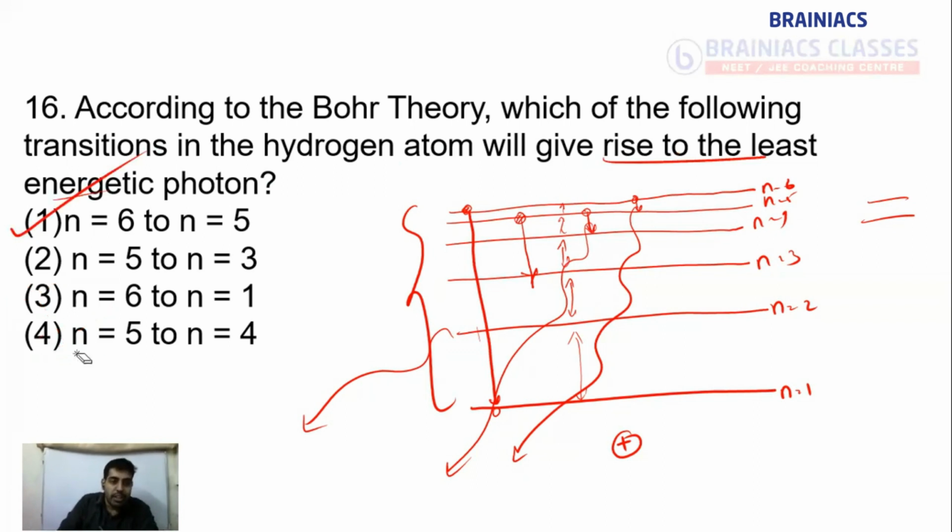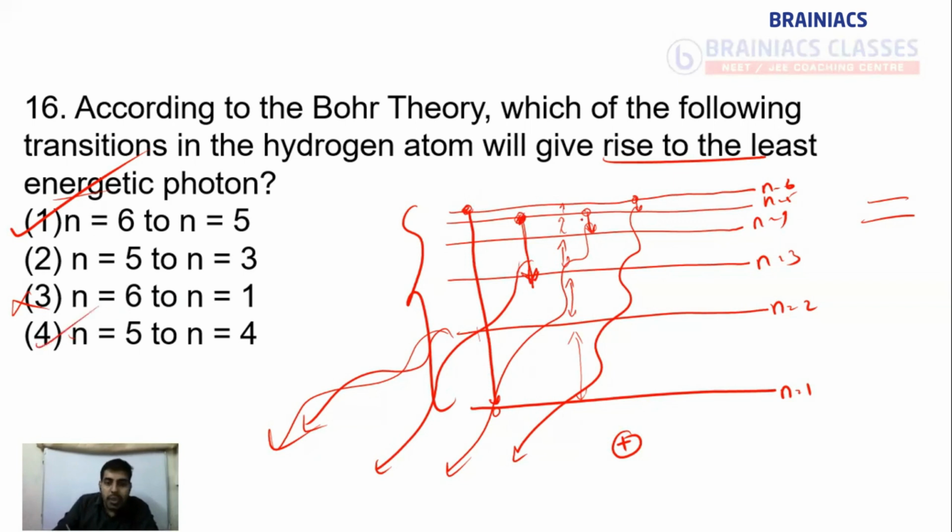I'll explain once more. If you consider option 3, the electron is jumping from 6 to the first orbital. The energy difference between these two orbits is larger, so they will produce high energy radiation. So this is not the answer. N is equal to 5 to 3 means the electron is jumping from here to here. Energy will be liberated. Compared to 6 to 1, energy is less because the energy difference between the two orbits is less, so energy liberated will be less compared to this.